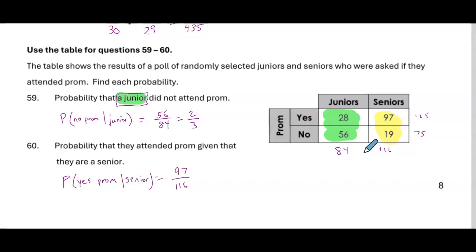The other way this could be is just an overall probability. So what is the probability that a student who's surveyed is a junior who said yes? Well, now I'm talking about the entire survey, all 200 students. And so it would be 28 over 200 in that scenario. So it just depends. Are you limiting yourself or not when you're doing these conditional probabilities? All right, so that's it for this page 8.